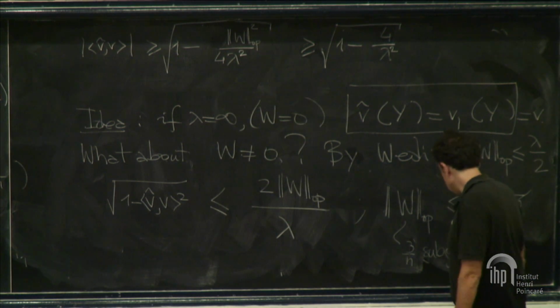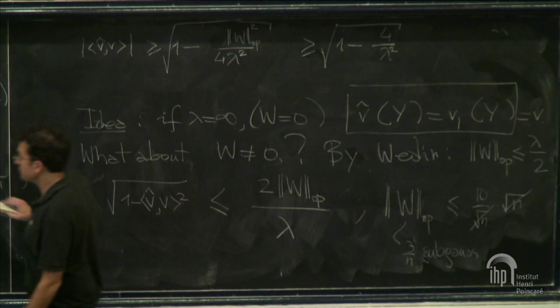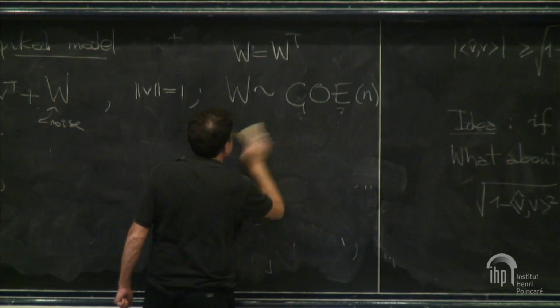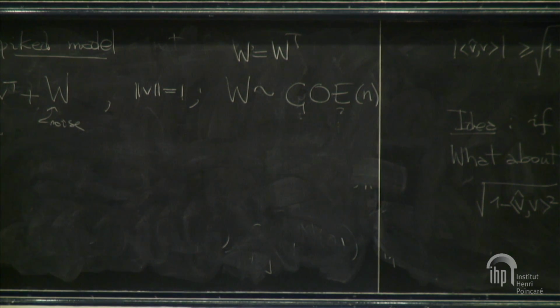Okay, so what is this saying? It's saying the following, that if you look at the scalar product between the true signal and your estimator as a function of lambda, for lambda bigger than some value, this is lower bounded by something and converges to 1.